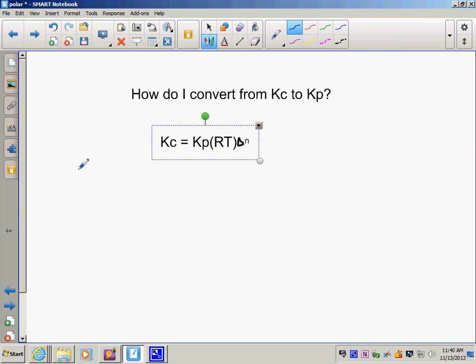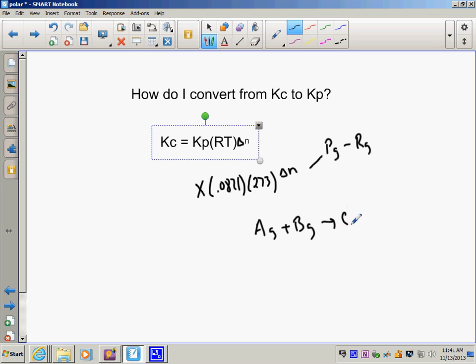In this case, I plug in Kp, and R is going to be 0.0821. Put your temperature in there, so let's just say it's standard at 273. And then the change in n. The old laminated sheet even told you it was the sum of the product gases, so it must be gases, minus the sum of the reactant gases. Here's an example. If I have A gas plus B gas yields C solid.